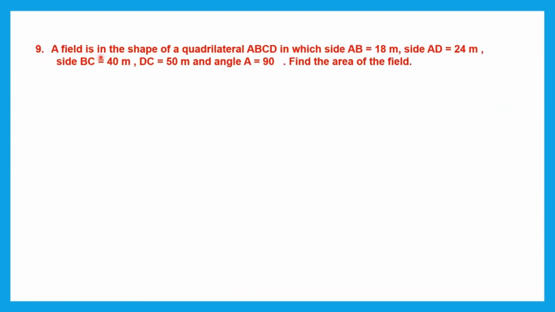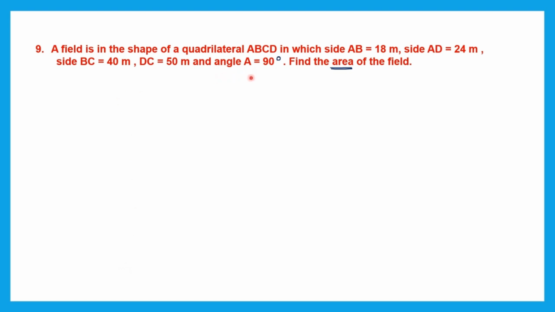Question 9. A field is in the shape of a quadrilateral ABCD in which all the side measurements are given to us. And we are also told that angle A is 90 degrees. Now we are asked to find the area of this field. Let's follow these instructions and draw the quadrilateral so that we'll get an idea how to find the area of that field.